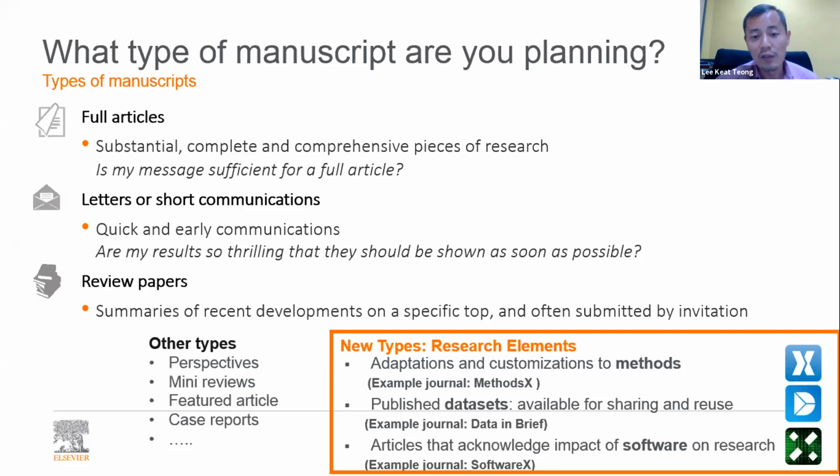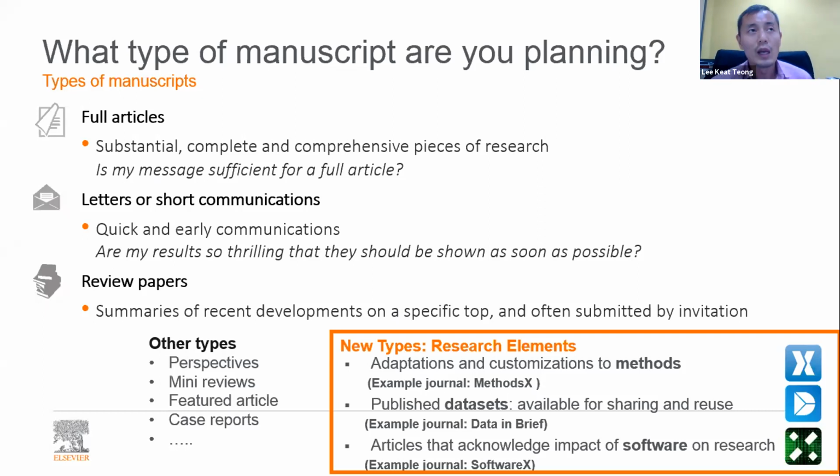And lately, I think Elsevier came out with, in this slide I didn't update, 3 new research elements, 3 new publications. One is Methods X, the second is Data in Brief, the third is Software X, and recently I think they launched the 4th series, which is Hardware X, right? These are a few new types of publication that you can explore. I can explain briefly on all these.